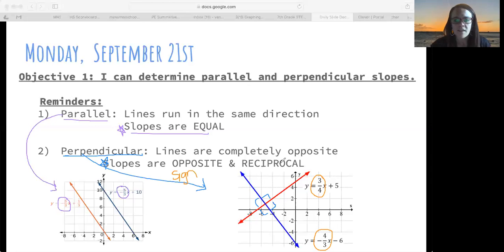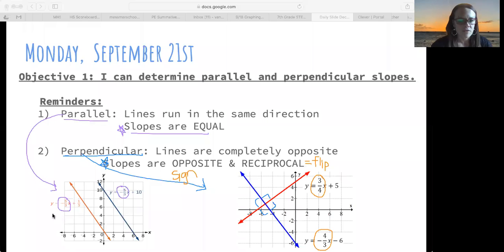And then the second thing is that it has to be reciprocal or flipped. So you'll notice in the fraction here that the first one is 3/4, but then the other one is 4/3. So not only did the signs change, but they also flipped their positions, numerator and denominator. So those two things have to happen in order for them to be perpendicular. Okay, so let's keep that in mind, and we're going to practice that on the next slide.